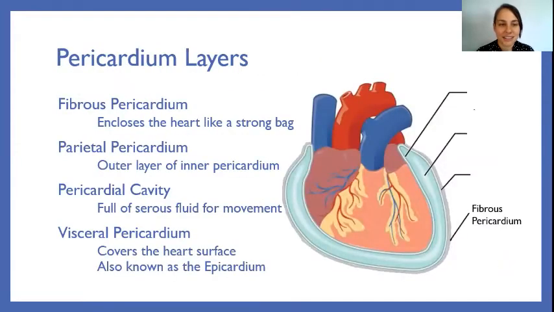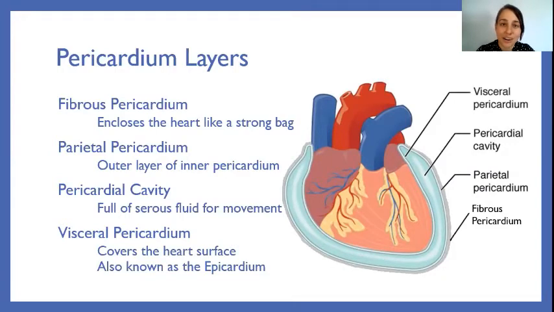Here are the layers with their proper names. First off, we have the outer fibrous pericardium enclosing the heart like a strong bag. The next layer is that outer layer of the balloon, the parietal pericardium. Then we have the pericardial cavity. This is that space in between that we filled with the serous fluid, allowing there to be no friction when the heart moves. And then we have the visceral pericardium.